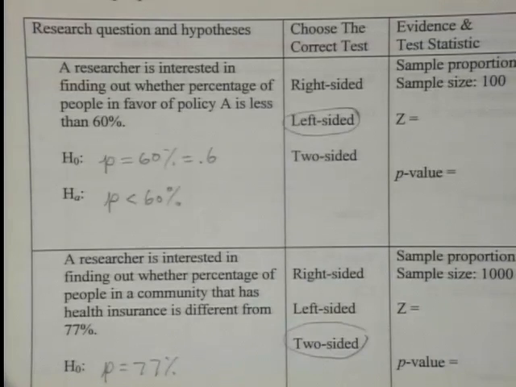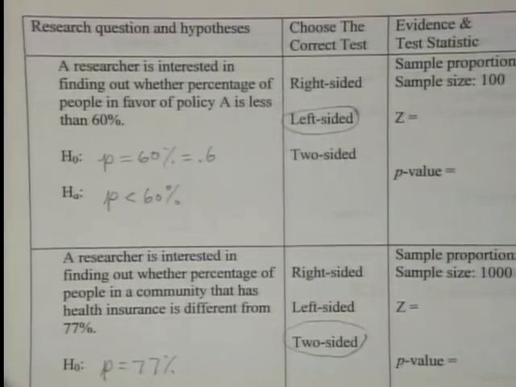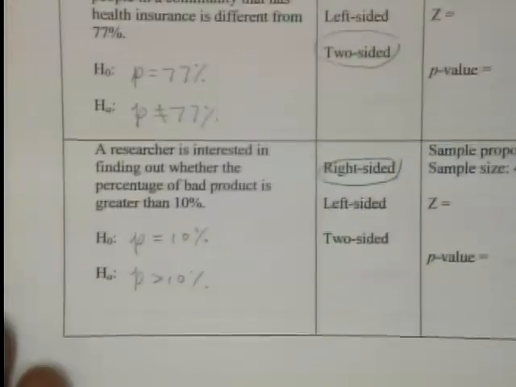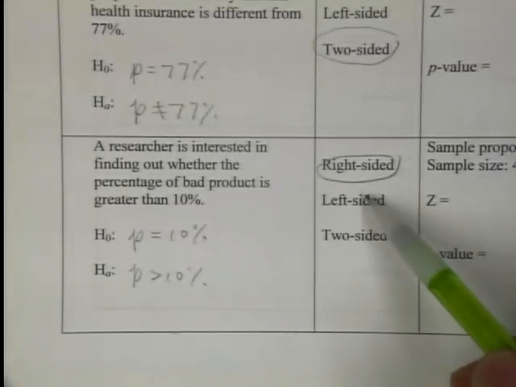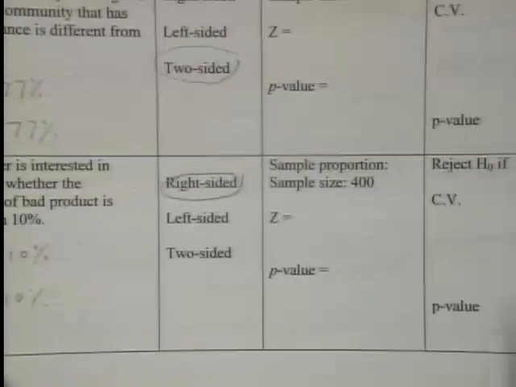Researchers are interested in finding whether, well, we keep doing this policy here. Let's change to something else, right? Let me see. Bad product, maybe this. Researchers are interested in finding out whether the percentage of bad product is greater than 10% or not in the manufacturing. So we know it's a right-sided test. After you stated this, you know it's a right-sided test. So you need to collect evidence.